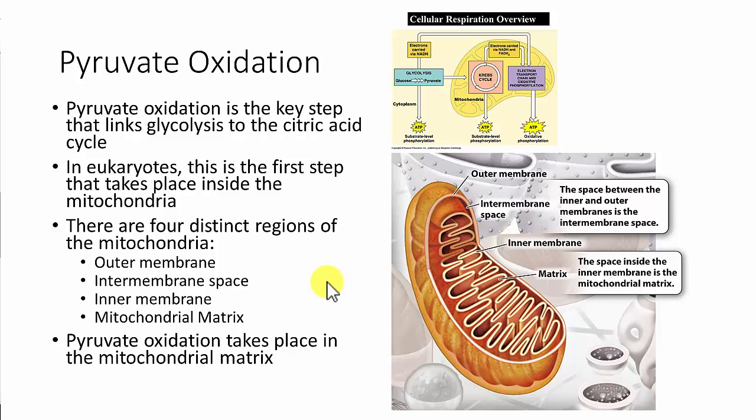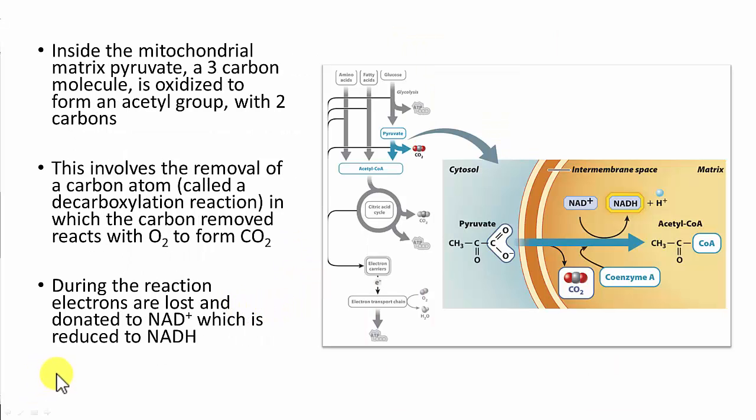Pyruvate oxidation, as well as our next step, the citric acid cycle or the Krebs cycle, are going to take place inside the middle here of the mitochondrial matrix. So the mitochondria is going to have to import pyruvate into the mitochondrial space, the matrix, and it's actually going to use some energy with that. It's actually going to use some ATP to pump that in there. But the matrix then is going to be where these remaining steps take place, or the next step, excuse me. So pyruvate gets pumped in to the matrix.